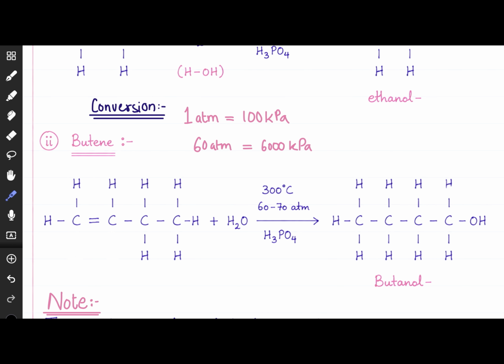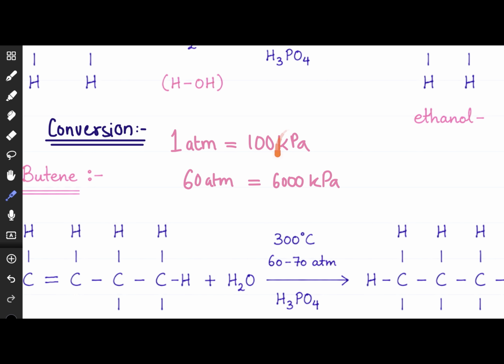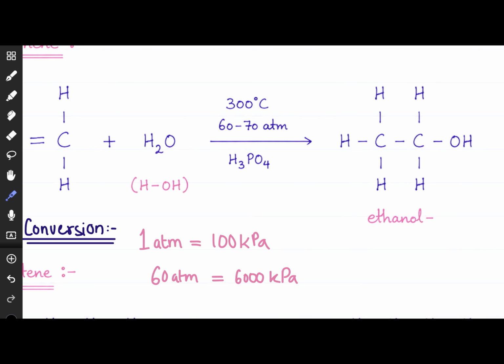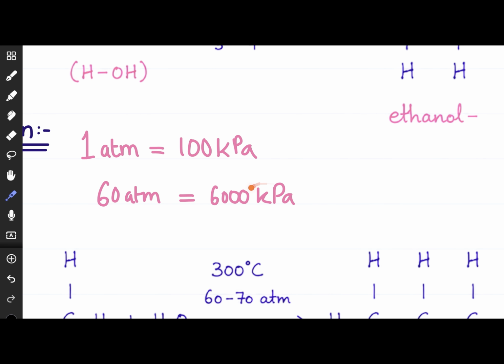Another important conversion here is of 1 atm to kilopascal, which very often comes up in your exams, asking you to convert atm into kilopascal and kilopascal into atm. So you must remember that 1 atm is equal to 100 kilopascal, and here the 60 atm pressure is actually equal to 6,000 kilopascal.